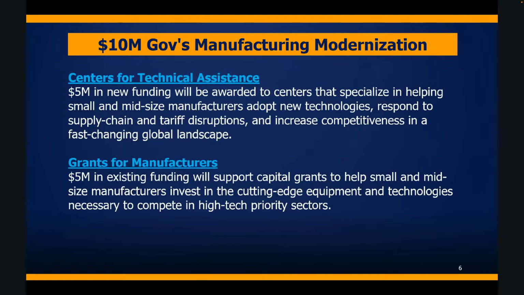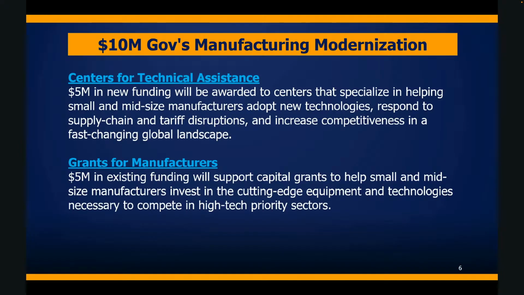Next, we have the Governor's Manufacturing Modernization Program. This is another umbrella term for two separate programs intended to make New York's small and mid-sized manufacturers more globally competitive. The center's component will focus on increasing existing support for existing technical assistance centers that help small and mid-sized manufacturers. The goal is to help these existing organizations scale up their capacity and expertise to help advise manufacturers on critical emerging technologies like AI, robotics, and cybersecurity.